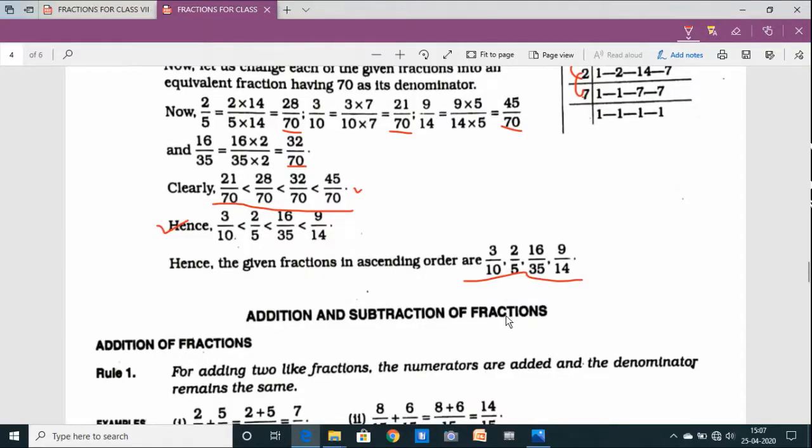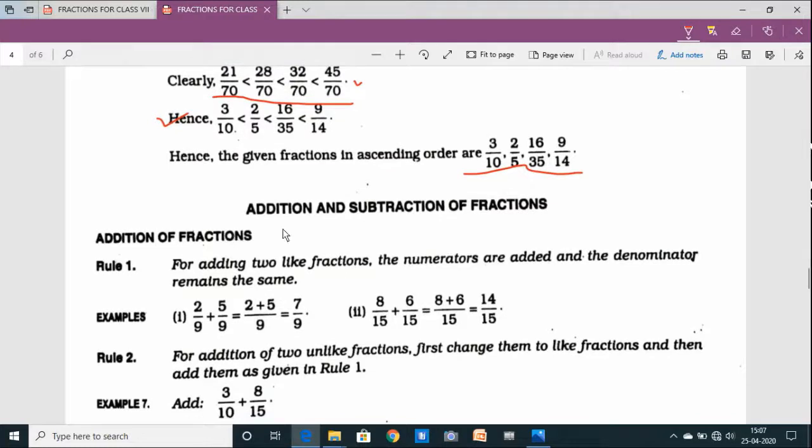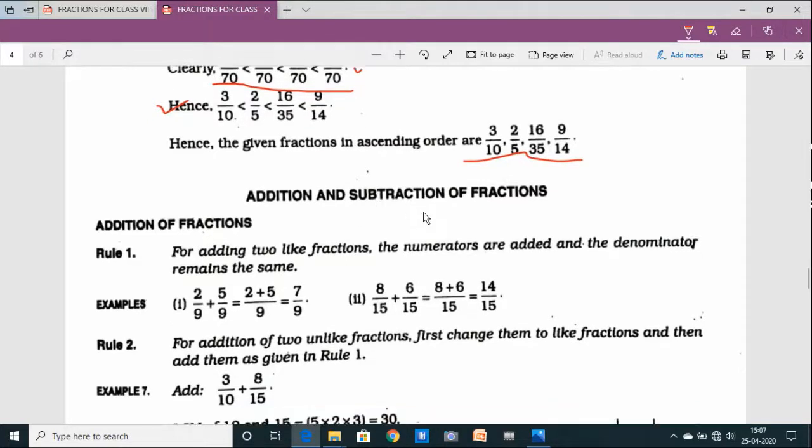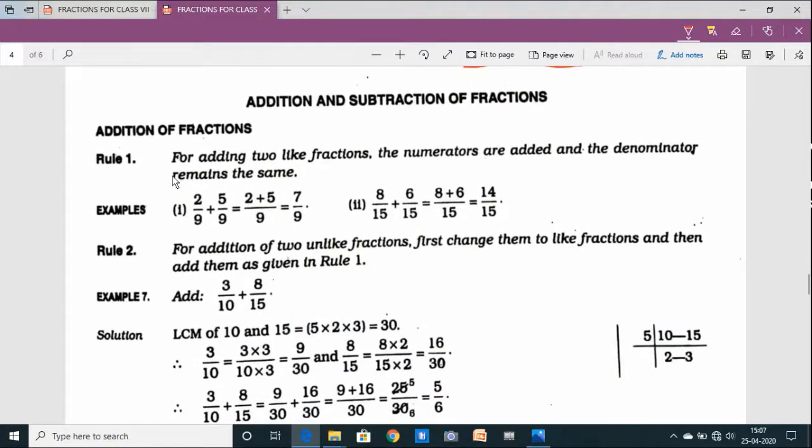Addition and subtraction of fractions. Addition of fractions, Rule 1. For adding two like fractions, the numerators are added and the denominator remains the same.